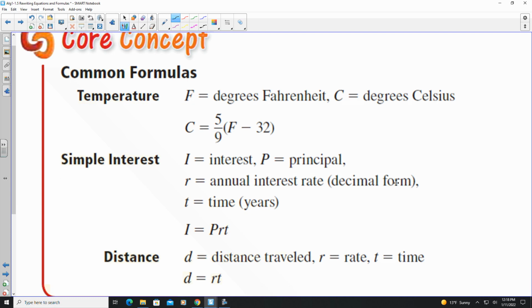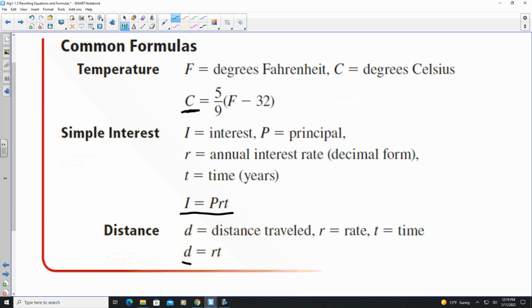Here are some common formulas that we'll probably take a look at in this section, which will allow us to do some conversions. This particular one is converting Fahrenheit to Celsius. This one here is simple interest. Interest is equal to principal times rate times time. Distance, we should be pretty familiar with this one. Distance is equal to rate times time.